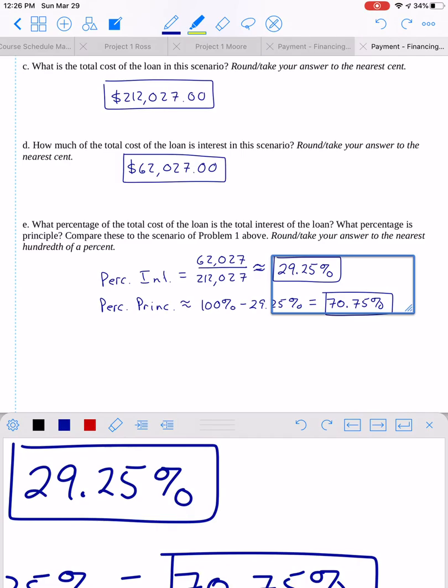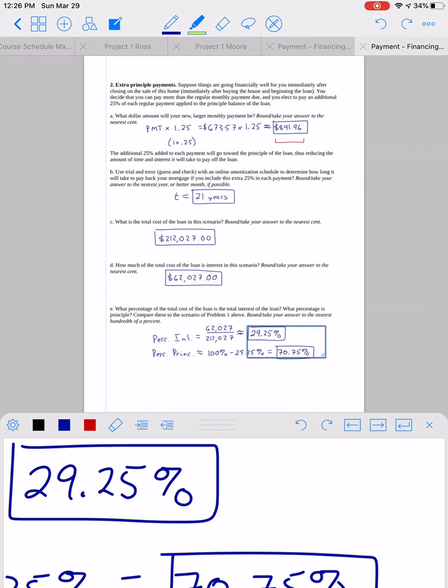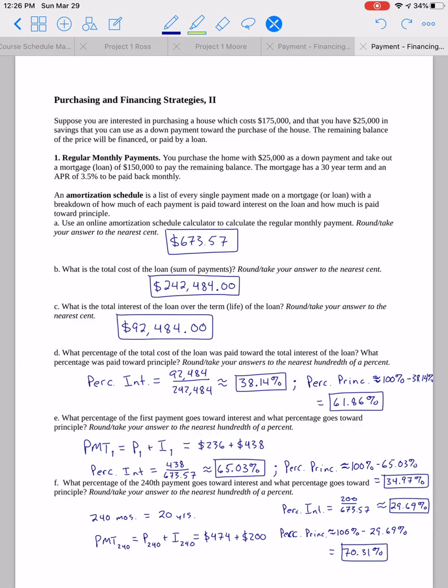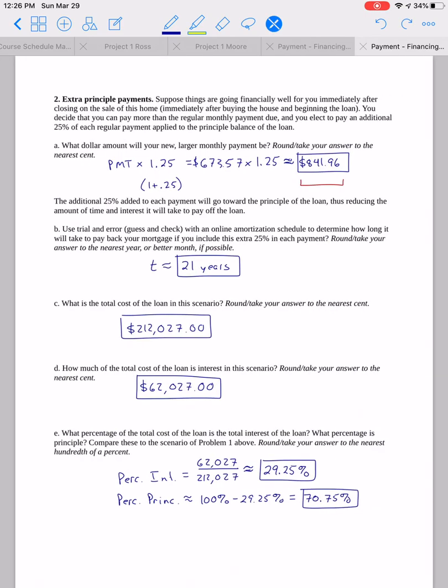Let's compare that to problem 1 as the question suggests. We have to change the page and go back over to the left. Total interest paid in our first scenario is 38.14% versus 61.86% for principal. Comparing that to these two values, more of our payments go toward principal in the second scenario, of course, because we paid extra principal each month, and less of our payments go to interest.